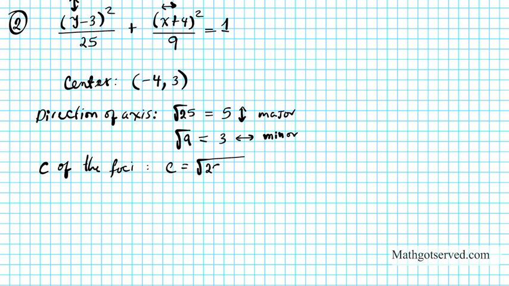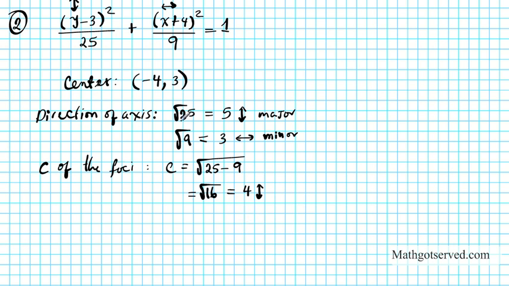Square root of 25 minus 9, which equals the square root of 16, and that equals 4. Now, what direction does the c of the foci go? It goes in the direction of the major axis. So the major axis goes up and down, so the c of the foci is going to go up and down. Alright? Now I have enough information to draw a graph.